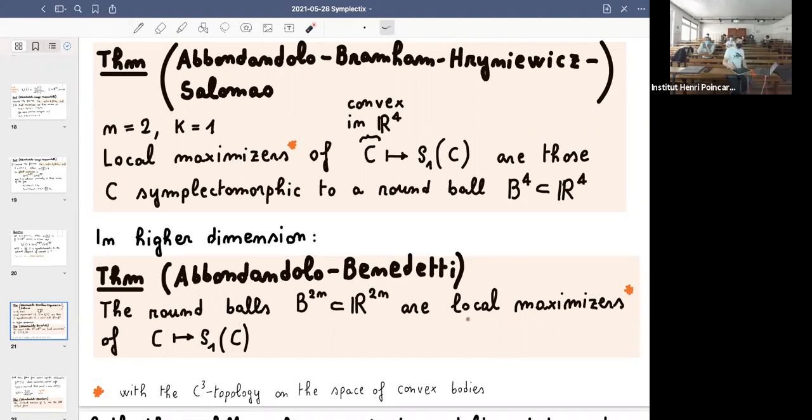And when I say local maximizer, I put a little star to explain it. I mean local maximizer with respect to the C^3 topology on the space of convex bodies. So this is true in every dimension. And in dimension 4 it was proven before by Abbondandolo, Bramham, Hryniewicz, and Salomão. And the statement is slightly stronger in dimension 4, as far as I understand. It actually says that the local maximizers of the systolic ratio on the space of convex bodies in R^4 are precisely those convex bodies symplectomorphic to a round ball.